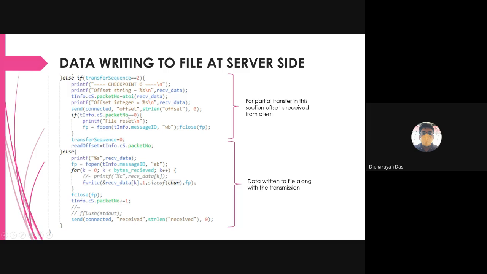Here, if the packet number is equal to 0, that means, as I already said, it tells whether it is a new file or a partial transfer where some data was already sent. If the packet number equals 0, it means a file reset: it is a new file, or I am sending the file again from the beginning, and it will set the transfer sequence equal to 0. This way I am maintaining on the server what type of data I will receive.